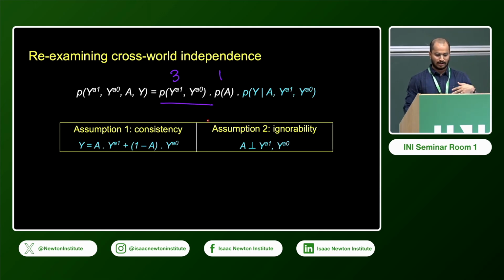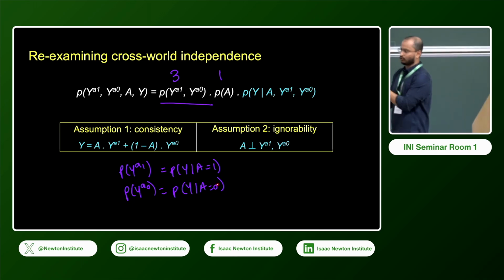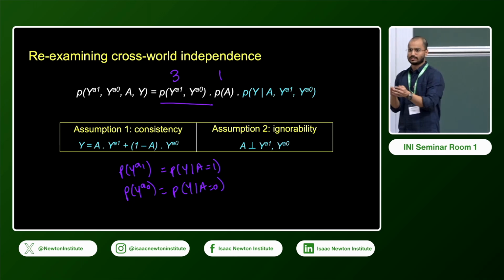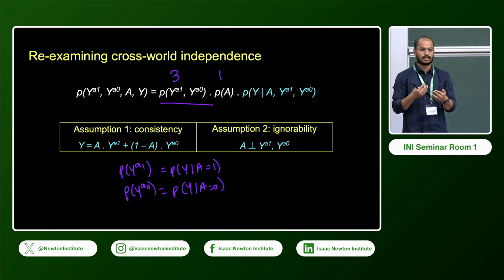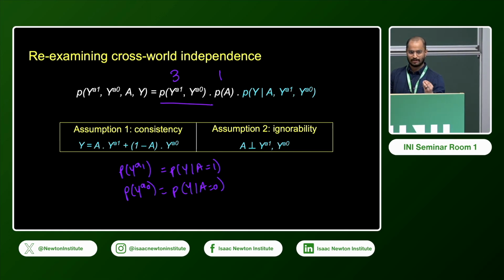So under ignorability and consistency, I can say P of YA1 is still equal to P of Y given A equals 1. So that's still true. P of YA0 is still equal to P of Y given A equals 0. But these 2 parameters alone don't form a full joint distribution. So the question is, what is the remainder thing that I can say is actually not identified? What is the joining term that would tell me that I have a non-identified parameter here?